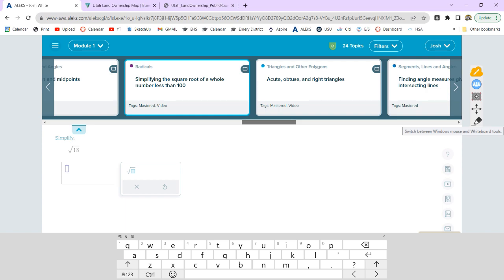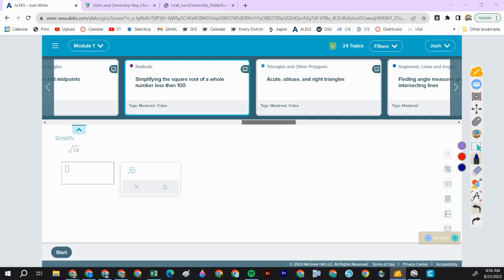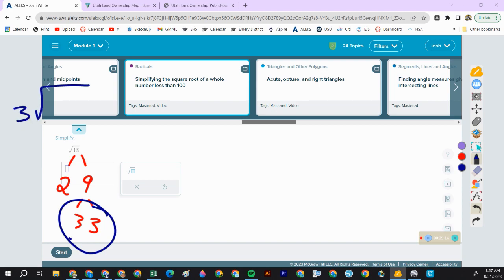Simplifying square roots. Sometimes you can. So we're going to factor this. 2 times 9, 3 times 3. And then we circle pairs, not the fruit. We circle pairs. And for every pair, what do we do? We bring one out front. So for that, I'm going to bring a 3 out front. And then what stayed behind?